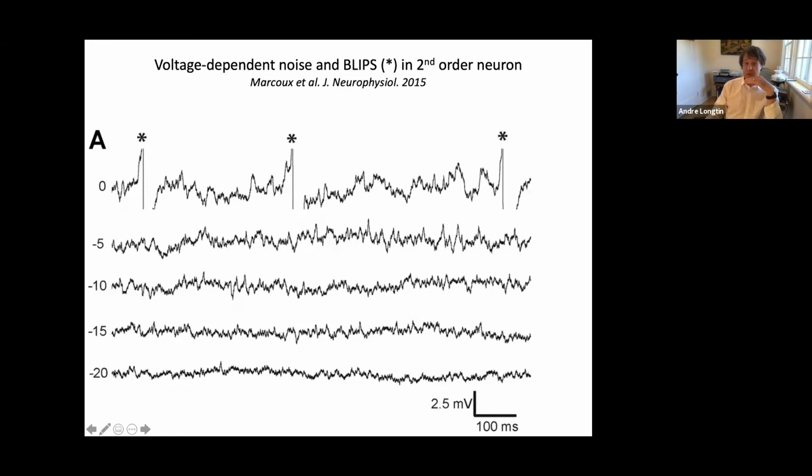So for example, at minus 20 from threshold, this is like minus 70 or so in absolute millivolts, you see some fluctuations. And as you get closer and closer to the threshold, you start to pick up a lot more noise. And you start picking up these little spikelets, which we call blips. We're not clear where they come from. They might be dendritic spikes. It's not clear. It's still work in progress. But there's this noise variance and these blips that are coming up that we think are helping for the detection process of these very, very small stimuli around the microvolt range.